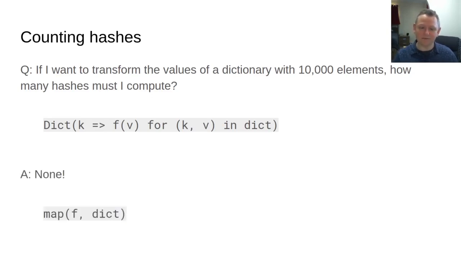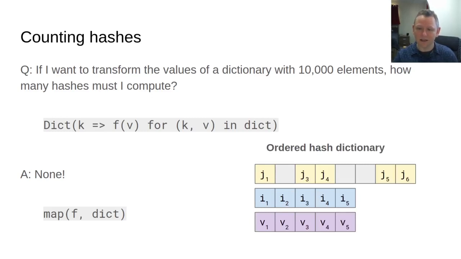But with map f of dict in Dictionaries.jl, you don't have to do any hashing, because all we need to do is perform the map over the values vector. The indices are preserved. We don't care about what's going on in the blue array and the yellow array. It's sort of irrelevant. And you could map over the blue array and create a new value array as well.